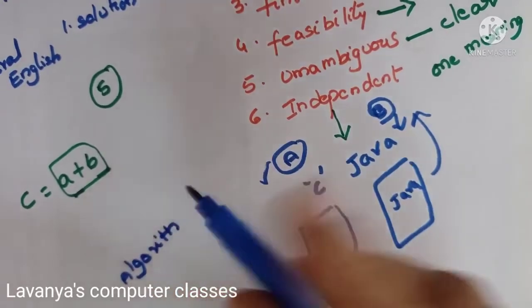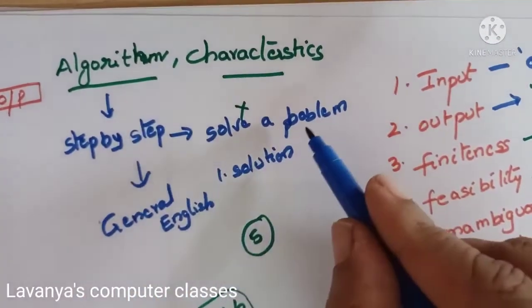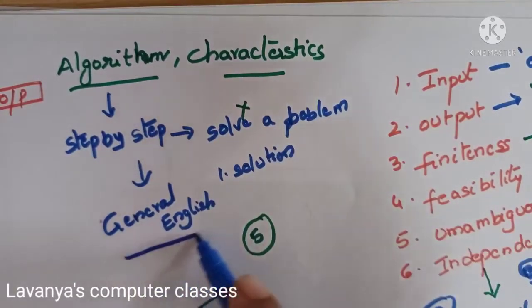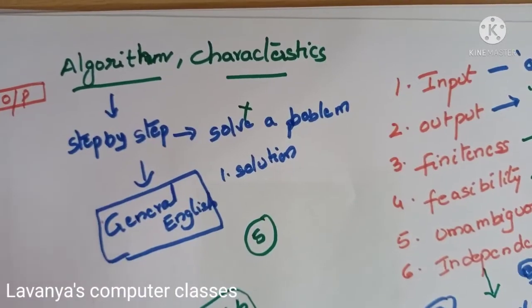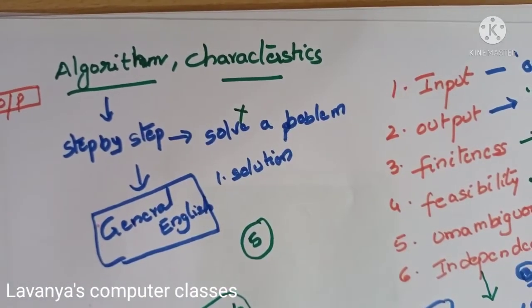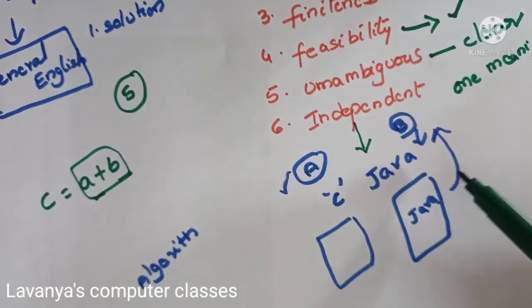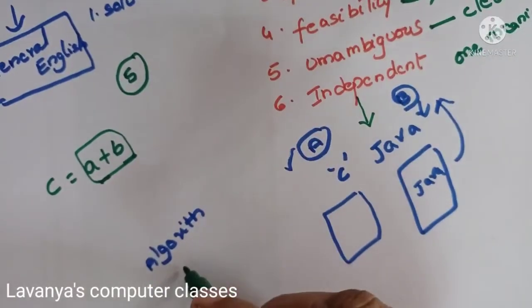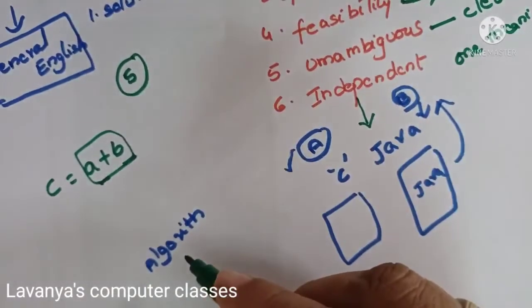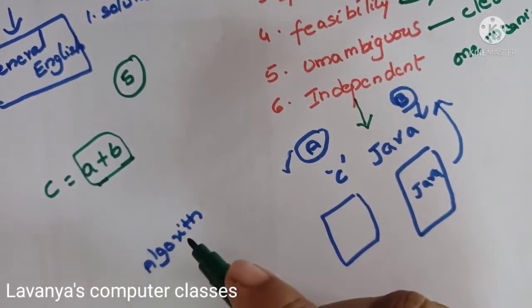But if we write the solution for these problems as an algorithm, what is an algorithm? An algorithm is a step-by-step procedure to solve a problem, but the only thing is it is in general English. If you write the algorithm in general English, person A, person B, any other person can easily understand what the problem is and what the solution is. That's why an algorithm is independent of any programming language.